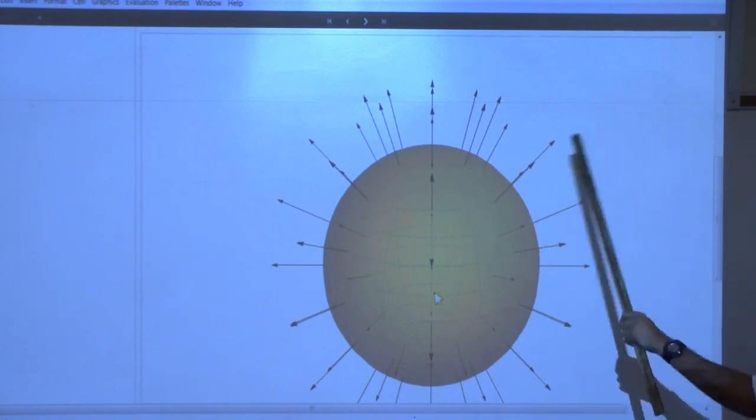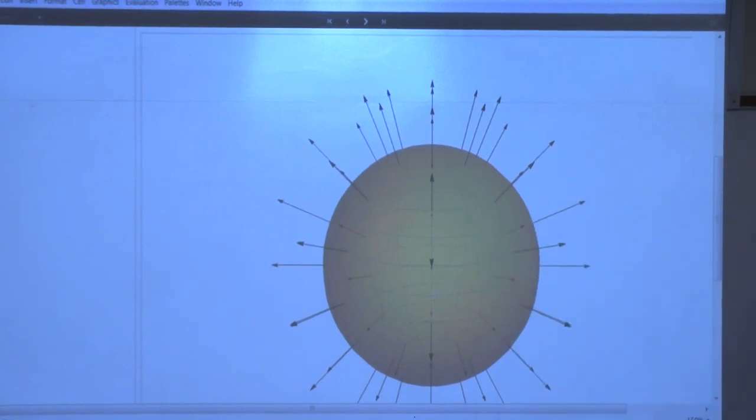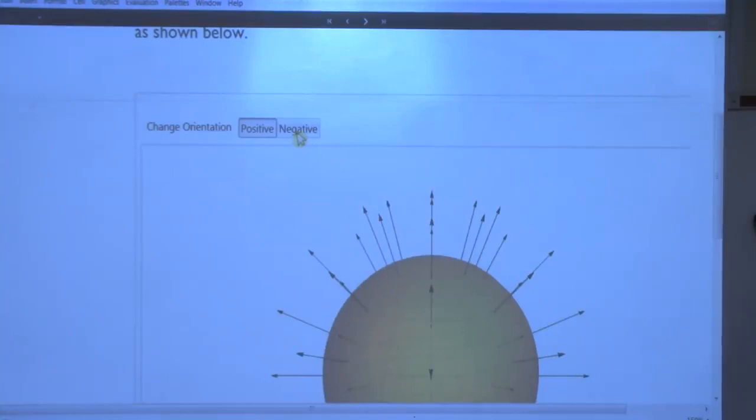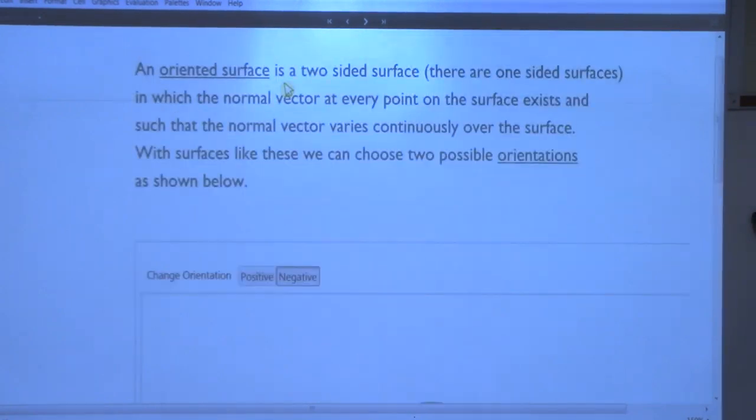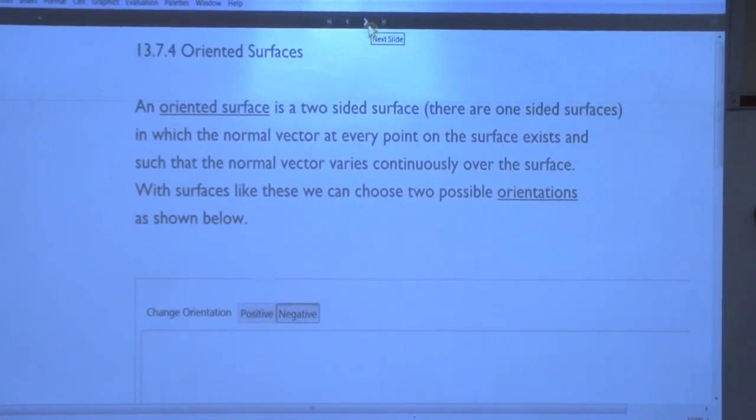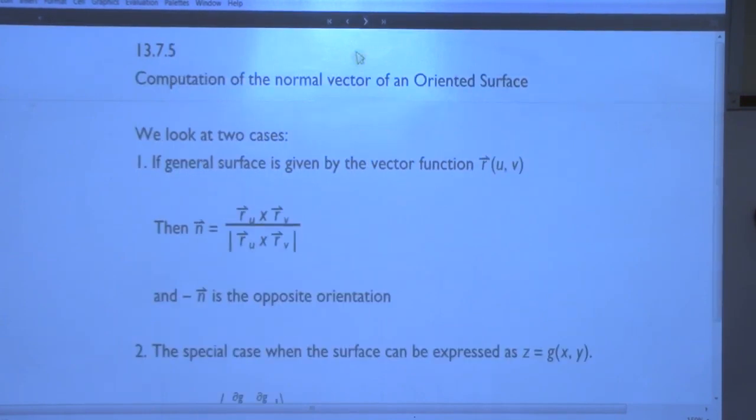So we can look at all the normals pointing outward, which would be called positive orientation, or we could look at all the normals pointing inward. That would be negative orientation. But we can orient the surface, and any surface that we can do that on is called an oriented surface. All right? There are examples of surfaces which I won't get into that you can't orient.